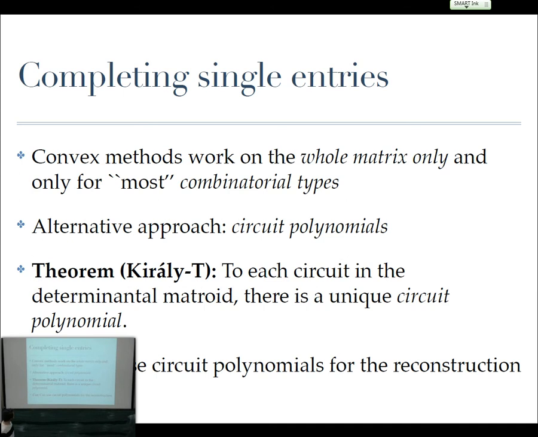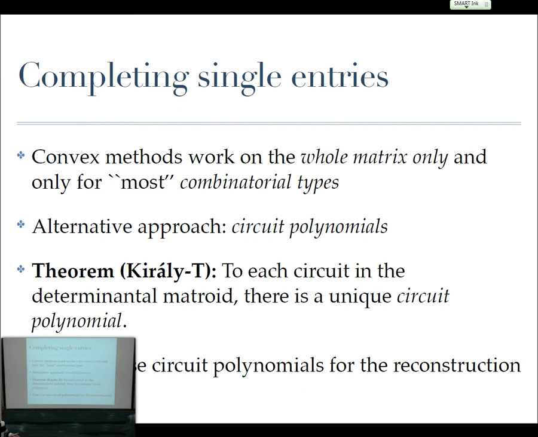Anyway, my last couple minutes. One thing I want to say is that the question that we looked at was really how do you complete one entry? So the most modest of all the matrix completion problems. So it's a recommendation system. One user comes to me. We want to know about one movie. And so these convex methods are great, but basically they require you to read in the whole thing.